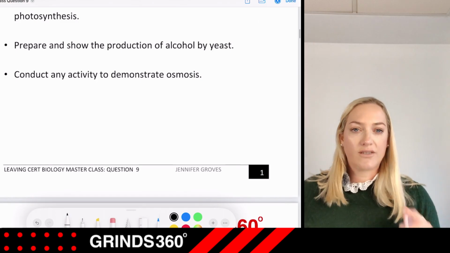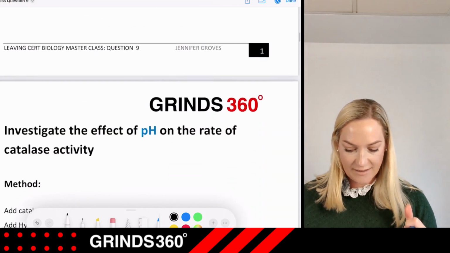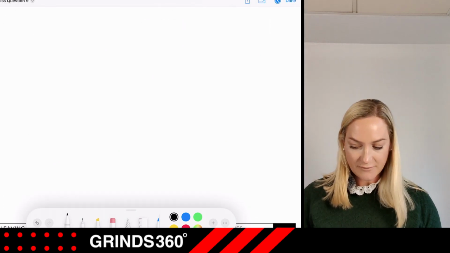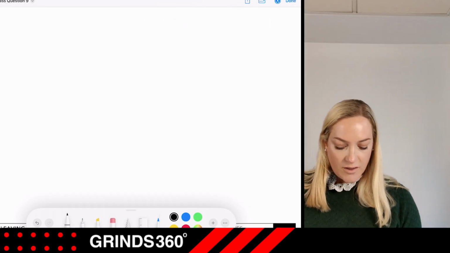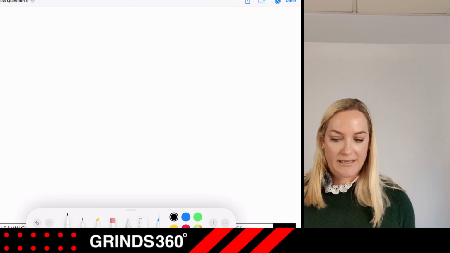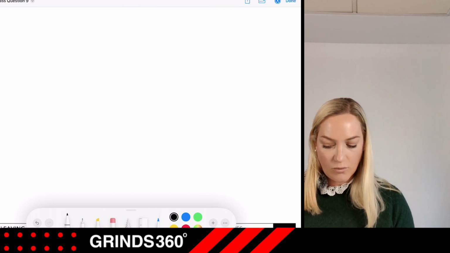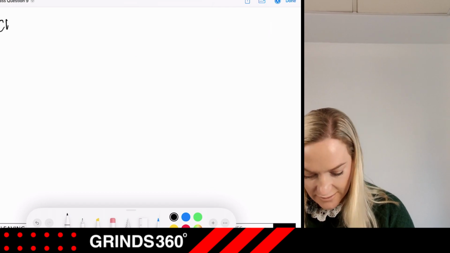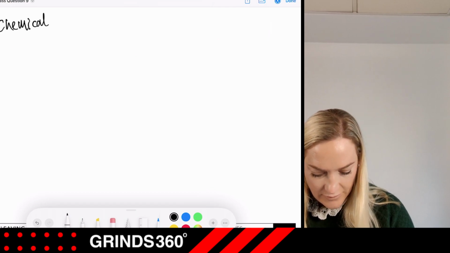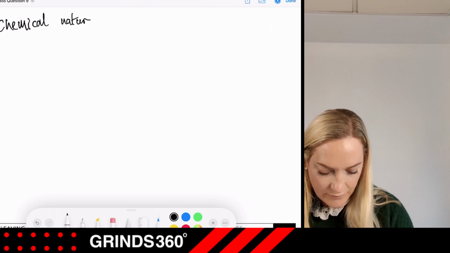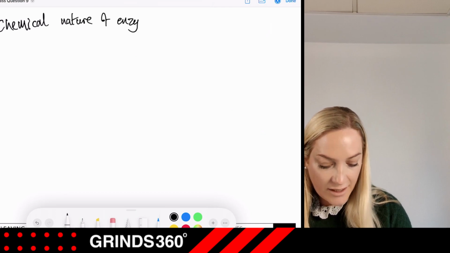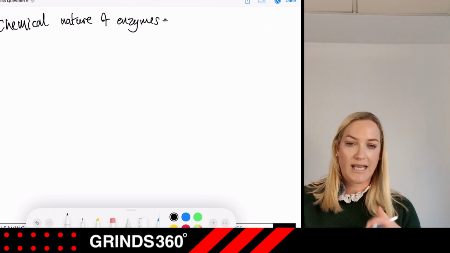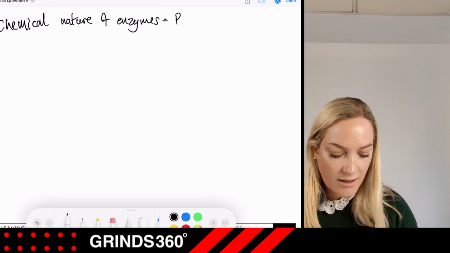Now, I just want to talk about the importance of enzymes. Okay, so I've just gone to the last page, and you might have a refill pad there beside you. What is important is the chemical nature of enzymes is proteins, okay? And that could be a question at the beginning of an enzyme experiment: what's the chemical nature of enzymes? So they are proteins.